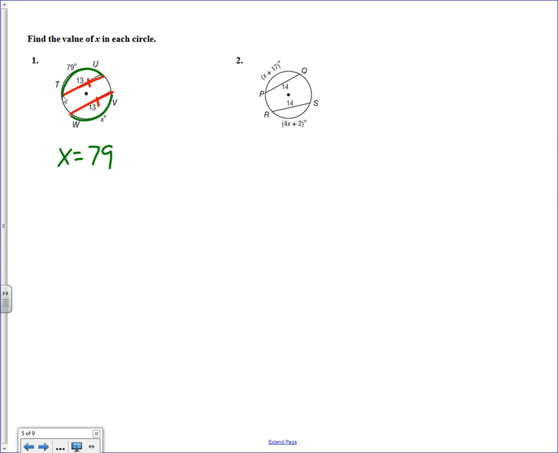I'm not going to do that for all of these. PQ and RS are congruent. They have the same length in the same circle, so two chords, same length. That means that their arcs are also equal. 4x plus 2 is equal to x plus 17. Subtracting x, we get 3x plus 2 is 17.